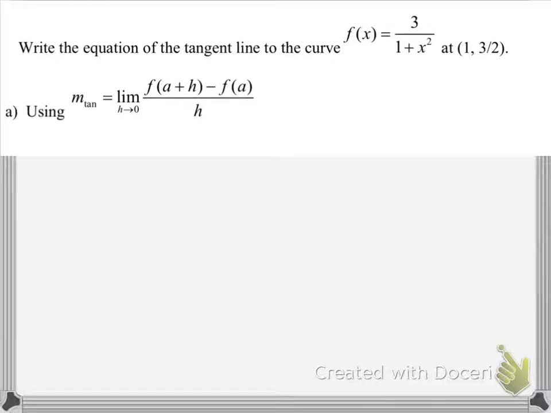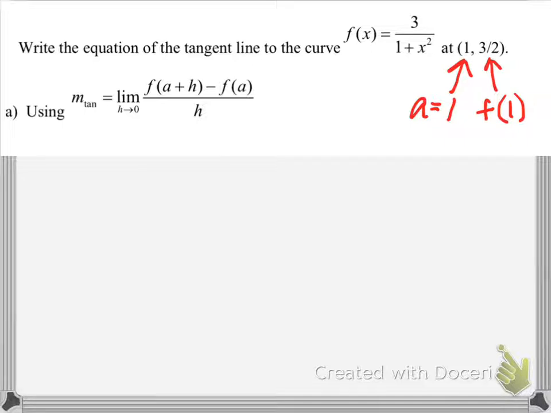So first we want to identify the value of a. And remember, a is the x value of the point of tangency, the point where the tangent line is going to actually touch the curve. So in this case, a is equal to 1. And then just a reminder that the y value, which is the output, is the same as the value f of 1. So if we plugged 1 into our function, the output would be 3 halves.